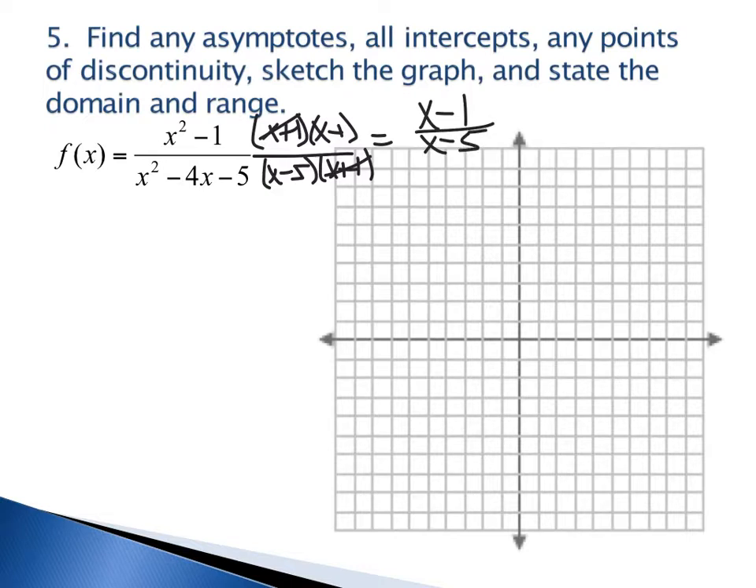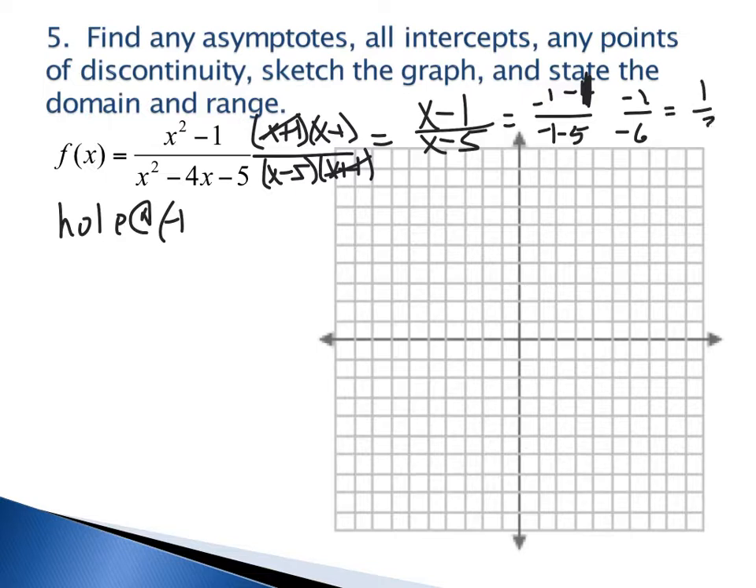Okay. So I'm going to have a hole when x equaled negative 1. So at negative 1 is my x value. So let's plug that in to figure out what the y would be. So negative 1 minus 1 over negative 1 minus 5, which gives us negative 2 over negative 6, which gives us positive 1/3. So it's going to be at (-1, 1/3). So I made my hole there.